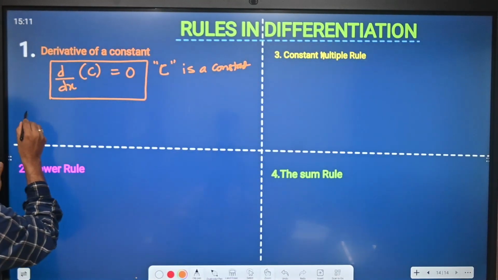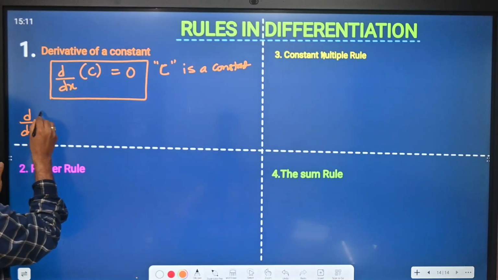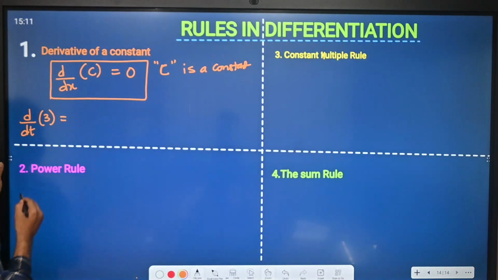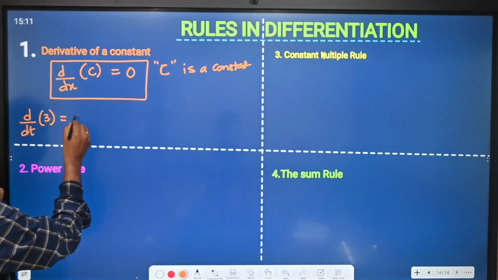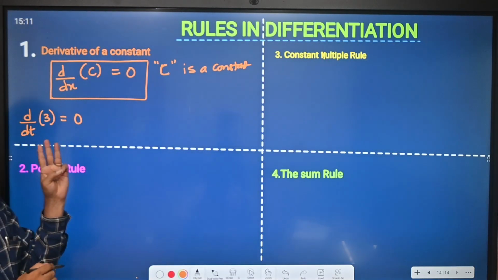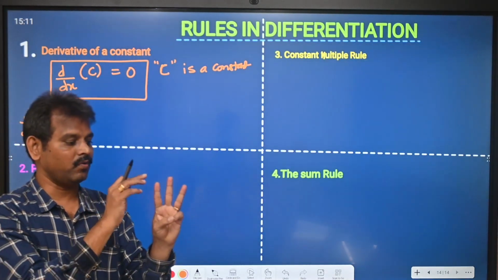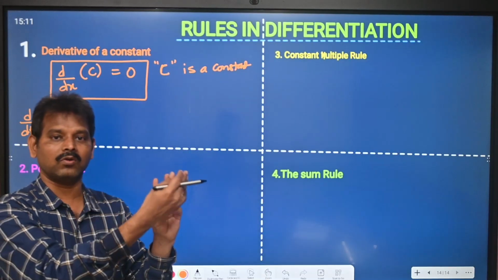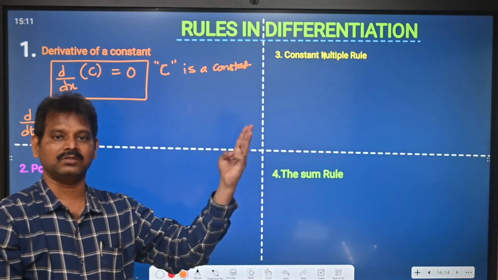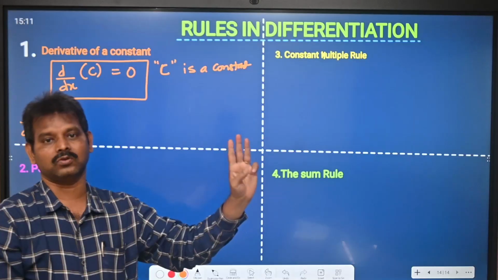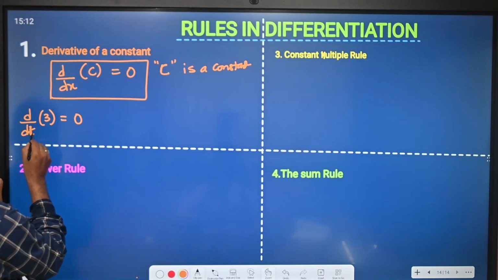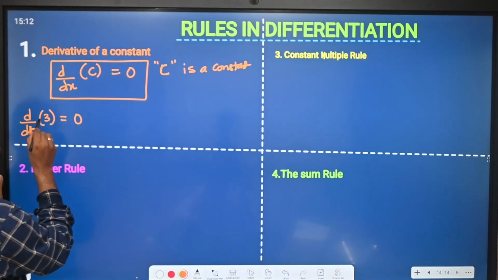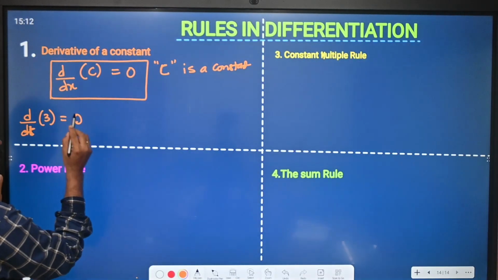For example, d by dt of 3, differentiation of 3 with respect to time is 0, because the value of 3 never changes. Today the value of 3 is 3 only, tomorrow it will be 3 only, after 10 years 3, after 10 lakh years also the value of 3 remains 3 only. So it is not changing with time. That's why differentiation of 3 with respect to time is 0.